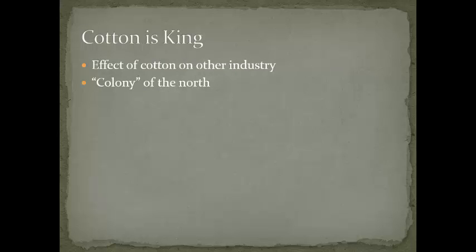And the thing about it is, the effect of cotton on other industry is that it stunted all the other industry because everything was focused on cotton. Everything was about the cotton industry and how to make it better.